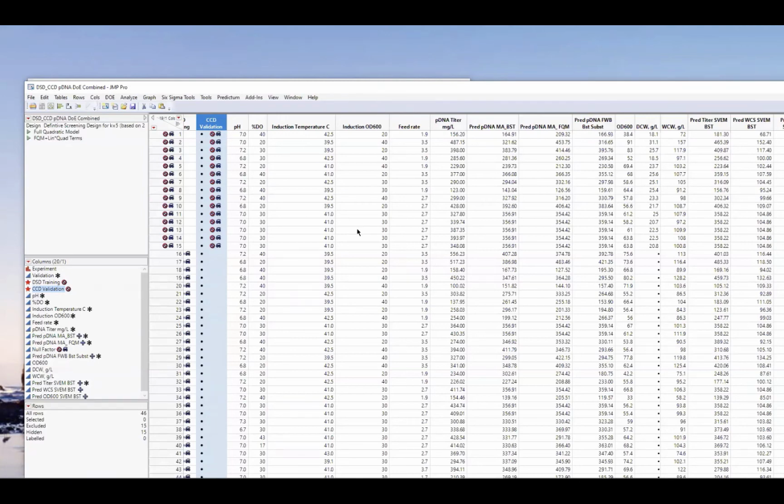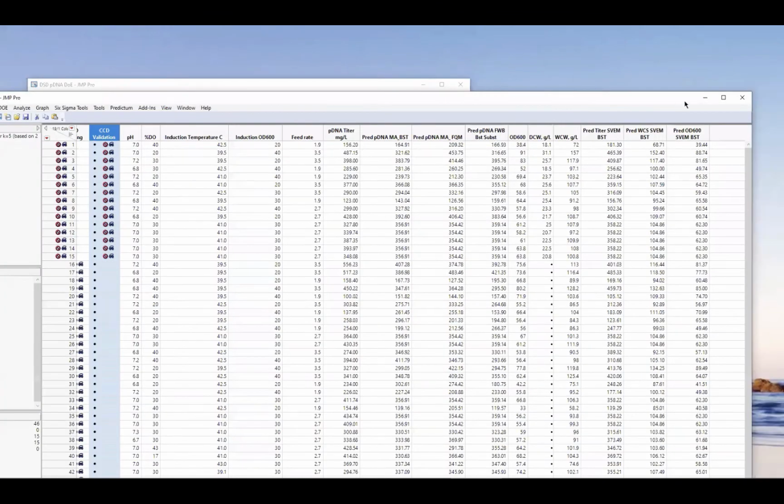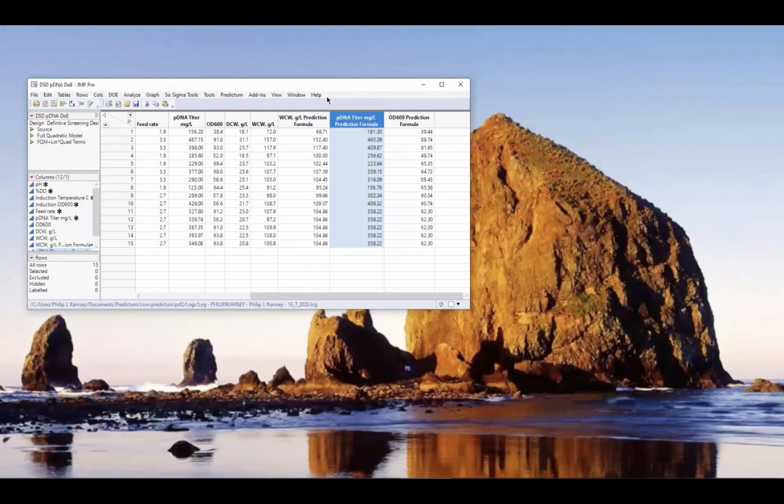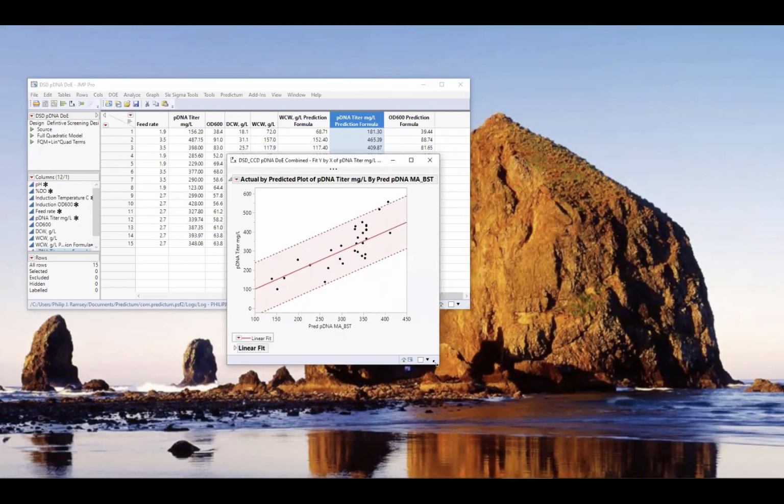And what I'm interested in seeing is, well, how well did our DSD model perform? So if the behavior of this process is similar in the DSD and the CCD, then when I use the model on the CCD data, remember the CCD data, Central Composite Design data, was not used at all in fitting the model. So in that sense, we say it is a true validation set. So what I'm going to do is just show you an actual by predicted plot.